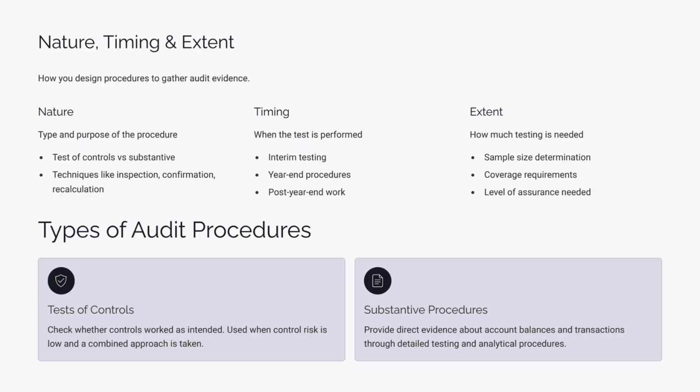4. Types of audit procedures. Tests of controls. Check whether controls worked as intended. Used when control risk is low and a combined approach is taken. Substantive procedures. Tests of details target specific items. Example: confirmations, vouching. Analytical procedures evaluate relationships and trends.